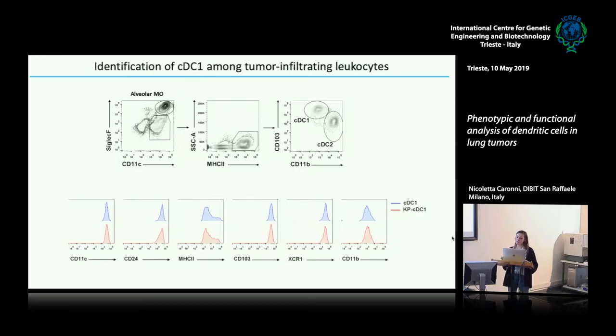At this point we wanted to be sure that this population was not affected by the tumor microenvironment, at least for the lineage markers. So we identified different lineage markers: CD11C, CD24, MHC class II, CD103, XCR1, and CD11B, and we compared the control DC1 with the tumor-associated DC1. And as you can see, the markers are not affected by the tumor microenvironment, seeing that the population we got were really DC1.